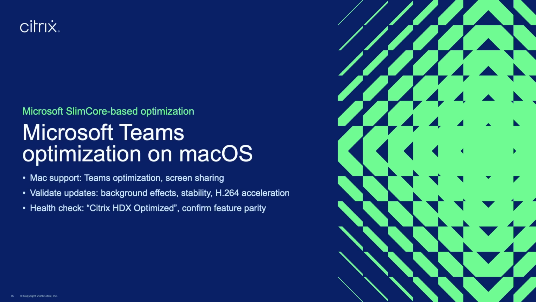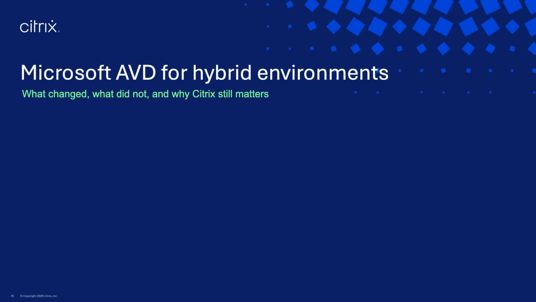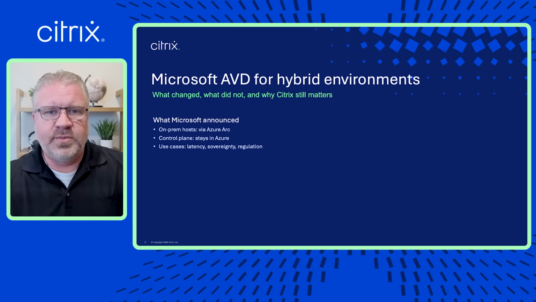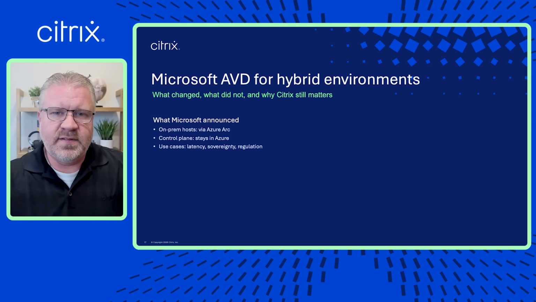Now that we've covered the three Citrix announcements, let's zoom out to the platform shift customers are asking about: Azure Virtual Desktop for hybrid environments, what it changes, and what you still own operationally. Microsoft's hybrid move with Azure Virtual Desktop is basically about placement. With Azure Virtual Desktop for hybrid environments, you can run session hosts on-premises using Azure Arc-enabled servers, while still using the Azure Virtual Desktop control plane in Azure for brokering and management. For customers, that's useful when location matters, like sites with tight latency requirements, data residency considerations, or specific regulatory constraints.